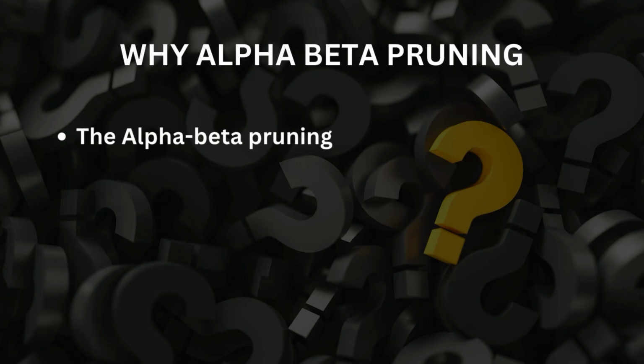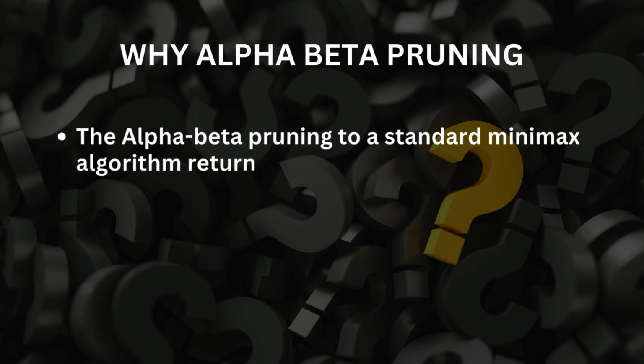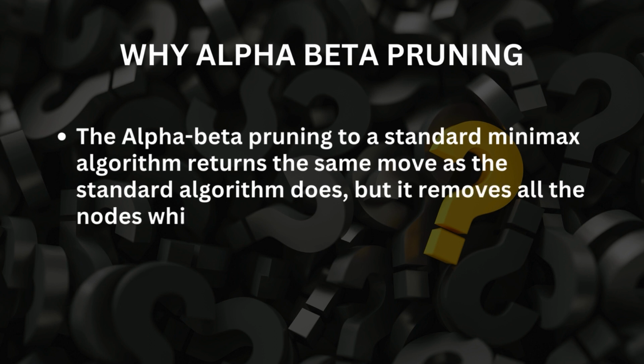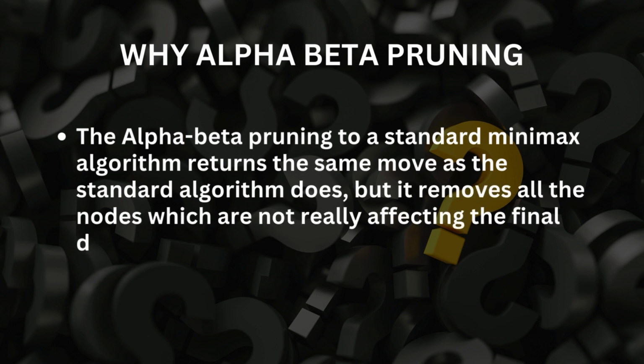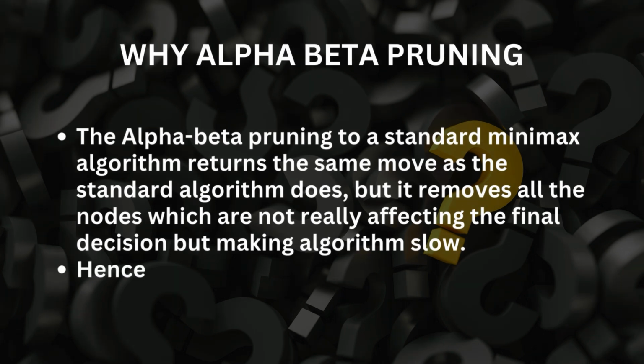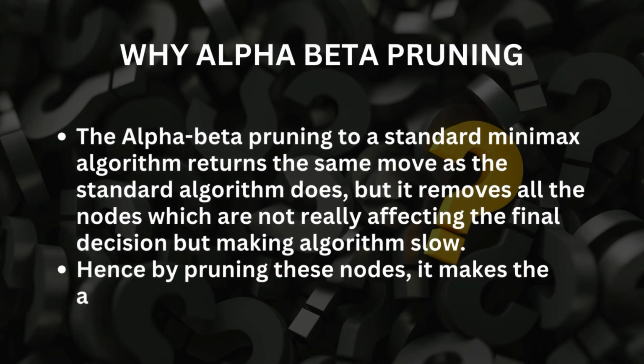Alpha beta pruning applied to a standard min-max algorithm returns the same move as the standard algorithm does, but it removes all the nodes which are not really affecting the final decision but making the algorithm slow. Hence, by pruning these nodes, it makes the algorithm fast. Note: to better understand this topic, kindly study the min-max algorithm first, then study this topic, and you will get a better understanding.